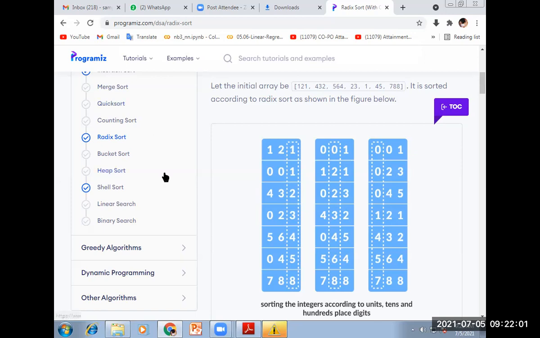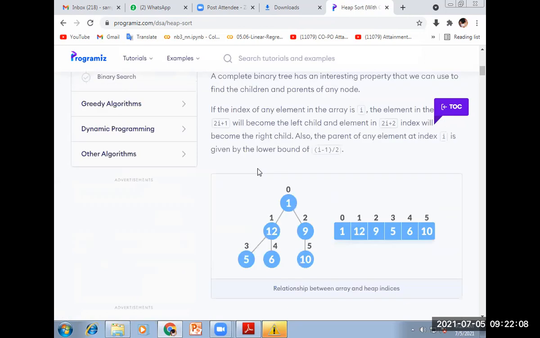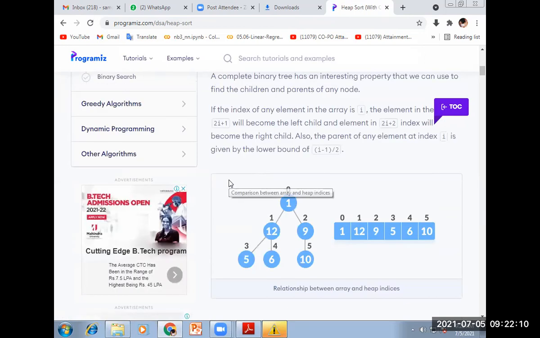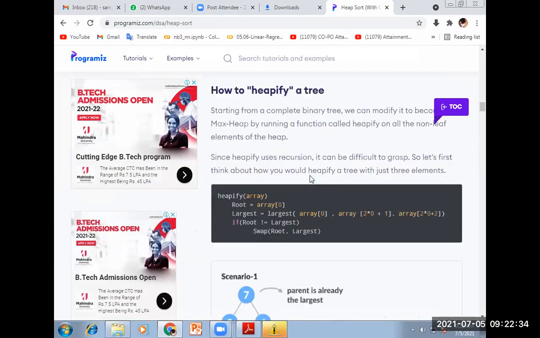Next one, heap sort. Here in heap sort, what we have to do is construct a binary tree for the heap, and we can solve the problem. First you construct the heap for the given data.